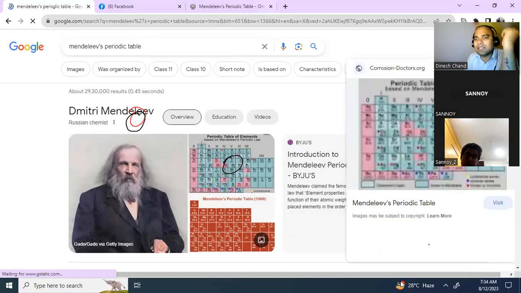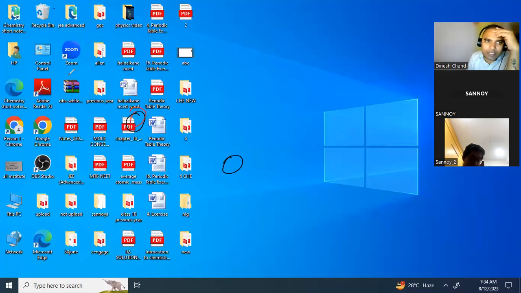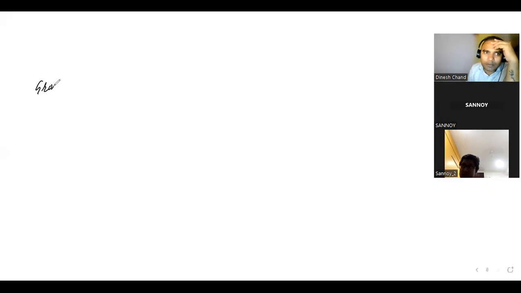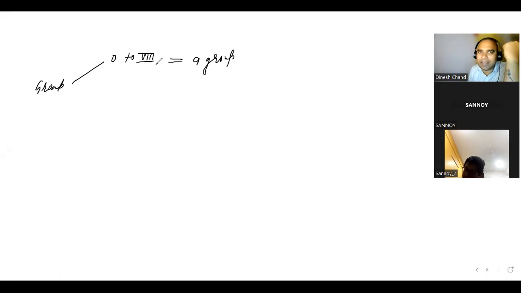In his periodic table, he divided all the elements into groups. Earlier he was not placing the 0 group. Then he said there are 0 to 8 groups. 0 to 8, so it becomes 9 groups. That was the first point. Can you see? 0 is one, and then 8 groups.